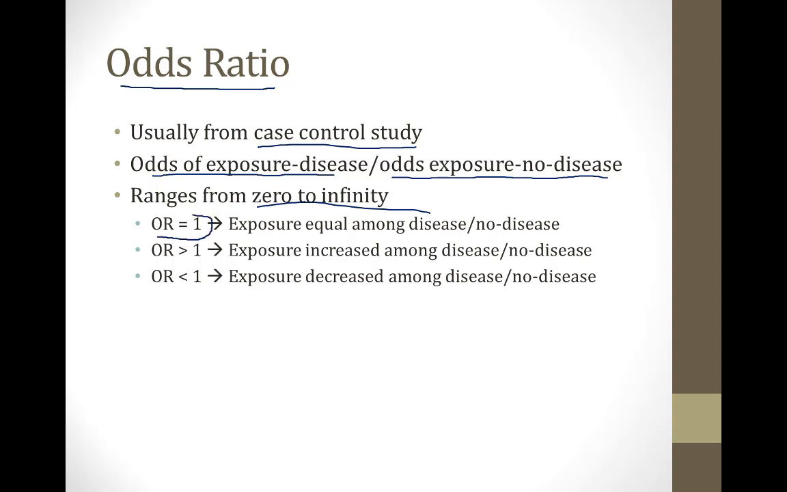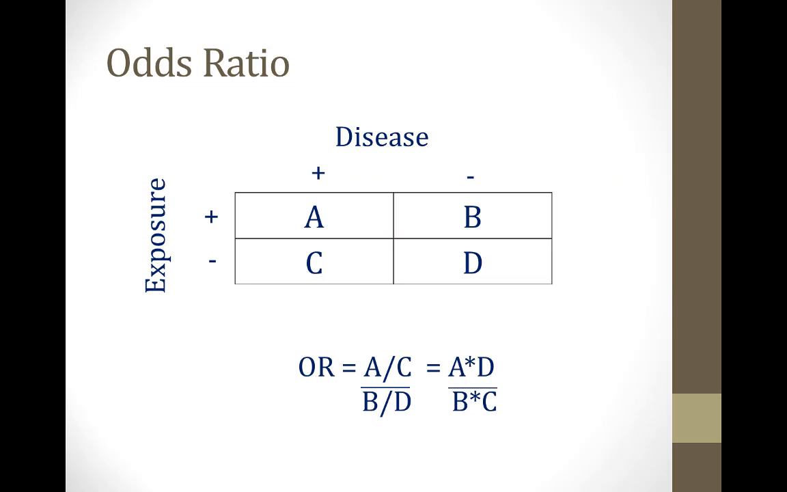And once again, an odds ratio of 1 means exposure is equal among patients with disease and no disease. An odds ratio greater than 1 means exposure is increased among patients with disease, and an odds ratio less than 1 means there's less exposure among patients with disease compared to no disease. So back to our 2x2 table, let's talk about how to calculate the odds ratio.